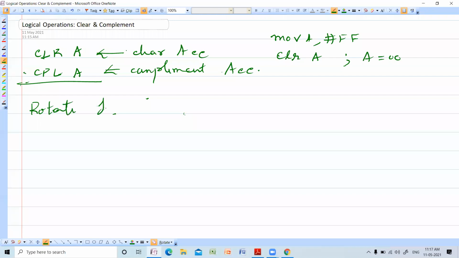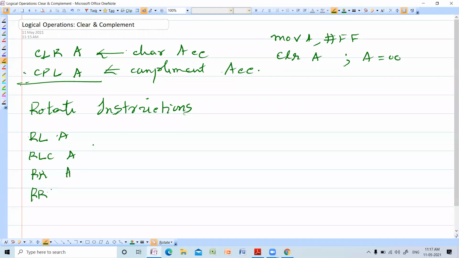Then the next instructions are rotate instructions. Very, very important. Yesterday in the instruction class, we have seen this. Those who have not attended don't know. Rotate instructions: RLA, RLCA, RRA, RRCA.